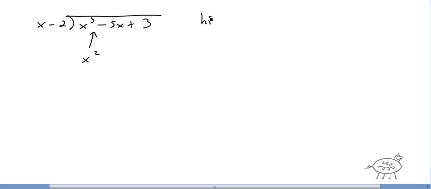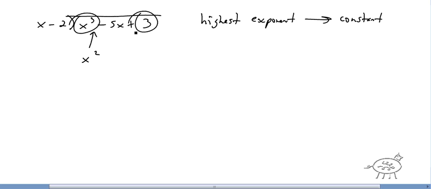So the highest exponent all the way down to the constant term. Okay, so I need everything from x cubed down to 3. So I need an x cubed, then I need an x squared, I need an x, and I need the 3. So it's important to have every one of those.